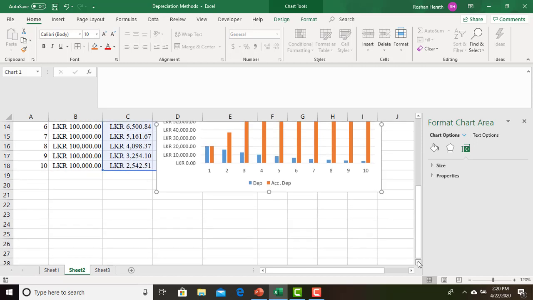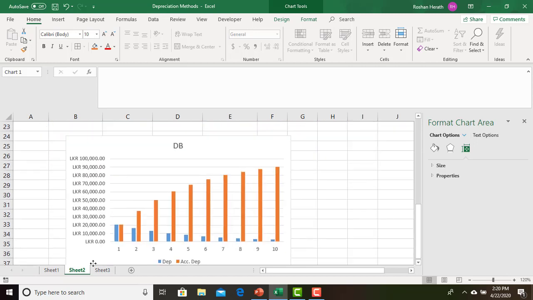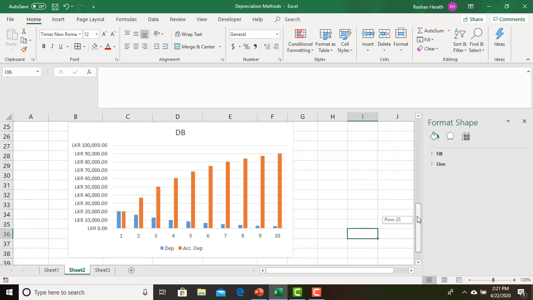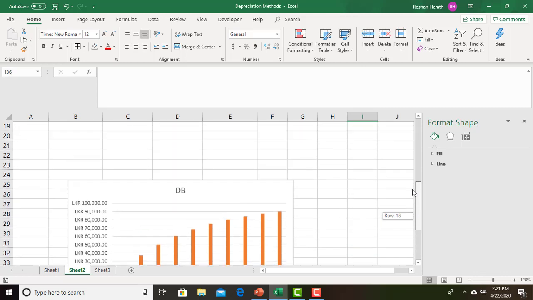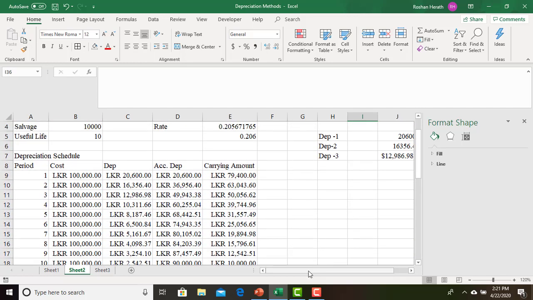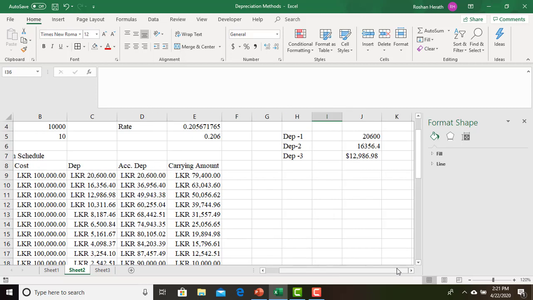Let me drag that to a different place. You can very easily see that. So this is what your chart is: depreciation and accumulated depreciation. And in relation to this, I just wanted to teach you one more important thing.